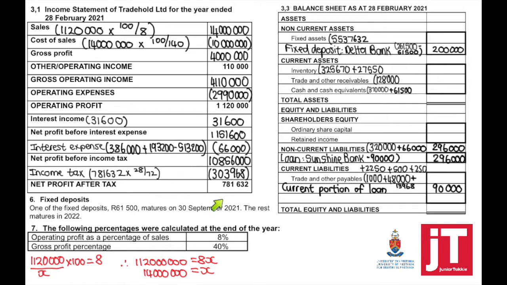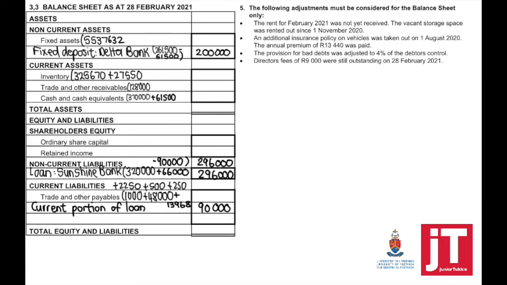From here, you need to remember you are required to complete the retained income note and the ordinary share capital note. So from here, the net profit after tax always goes to the retained income note. Point number 5, the following adjustments must be considered for the balance sheet only. The rent for February 2021 was not yet received. The vacant storage space was rented out since 1st of November 2020.